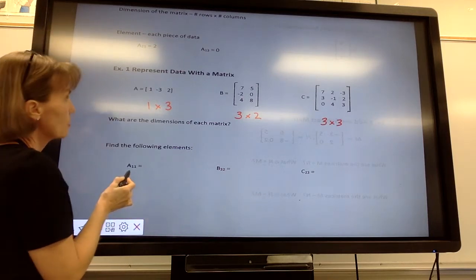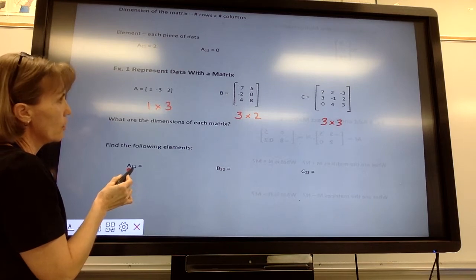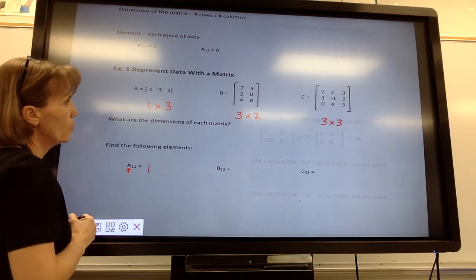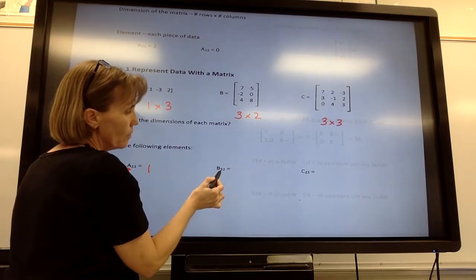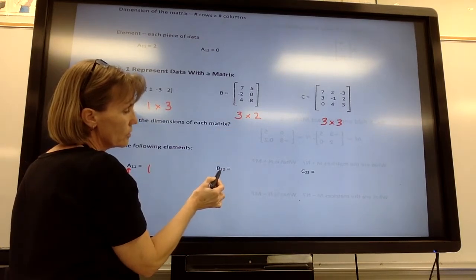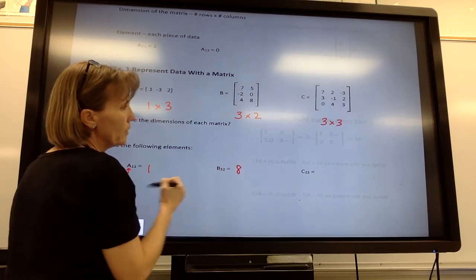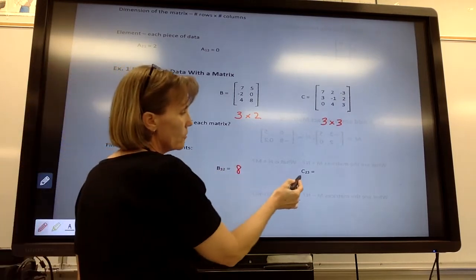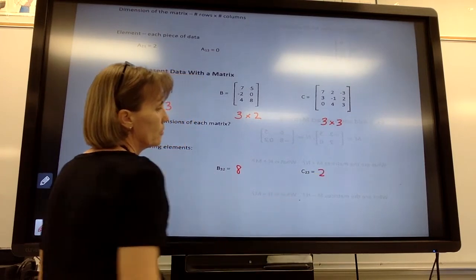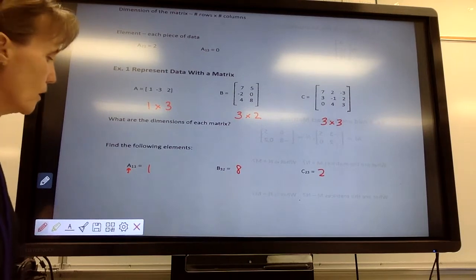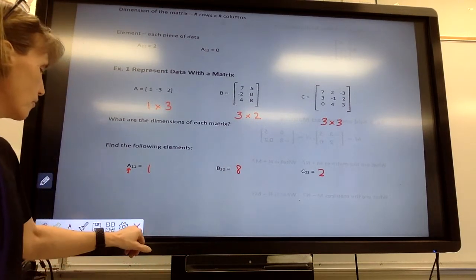Find the following elements. So they want to go to matrix A, and we want to look in the first row, first column. First row, first column would be a 1. We want to look at matrix B, and it says 32 is the subscript. So row 3, column 2. Row 3, column 2 would be an 8. And C, if I'm looking at row 2, but column 3, that would be a 2. So make sure you understand how to name the dimensions and how to find the different elements.